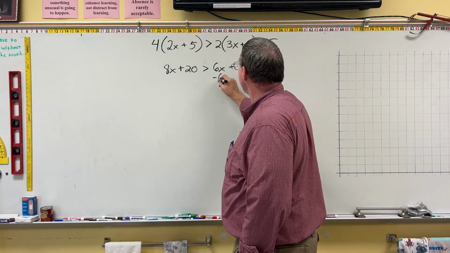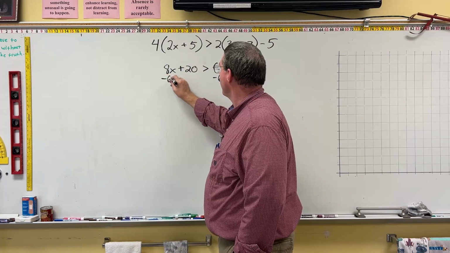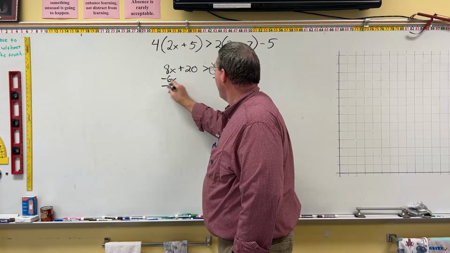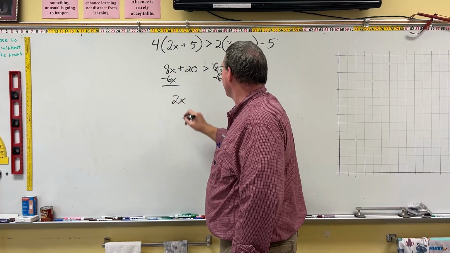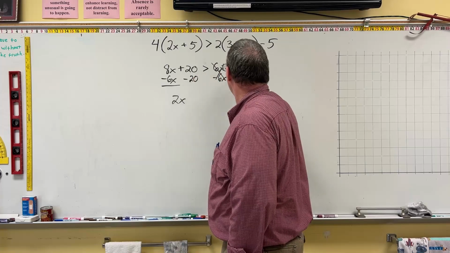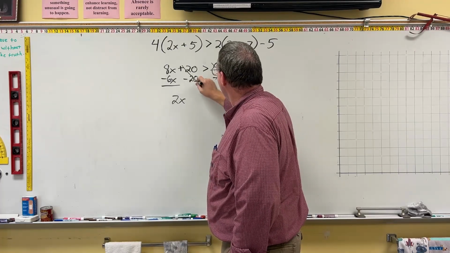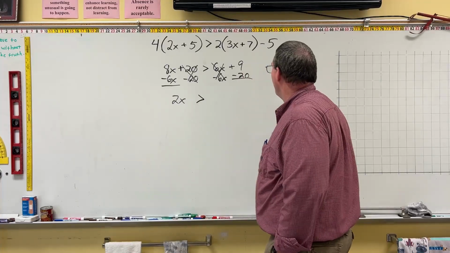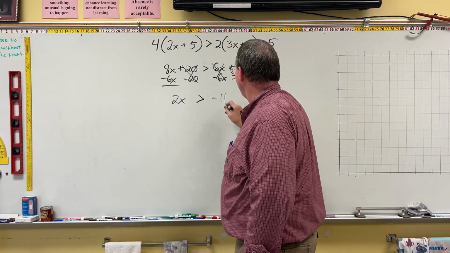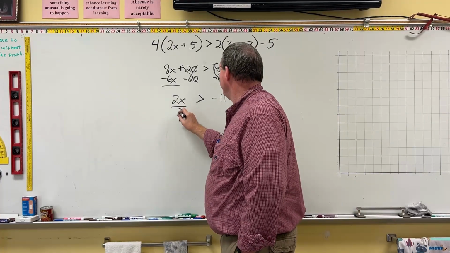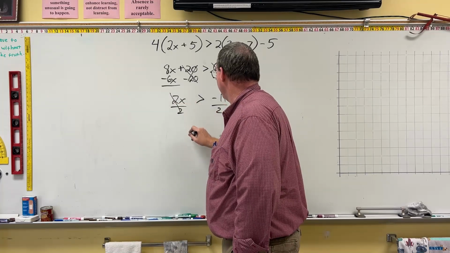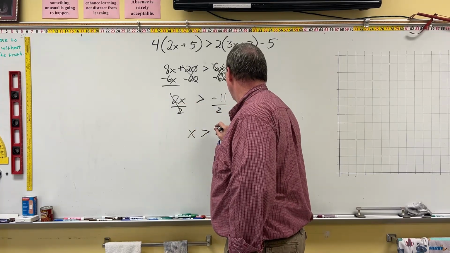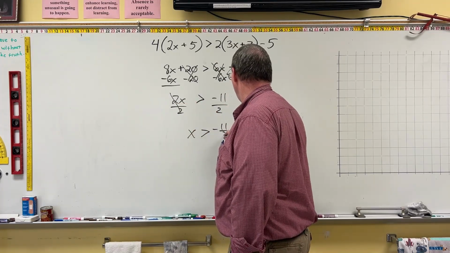Now we can minus 6x here, cancel. 8 minus 6x is 2x. Minus 20 here, minus 20 here, cancel here, bring down the greater than. 9 minus 20 is negative 11. Divide by 2, and we get x is greater than negative 11 over 2.